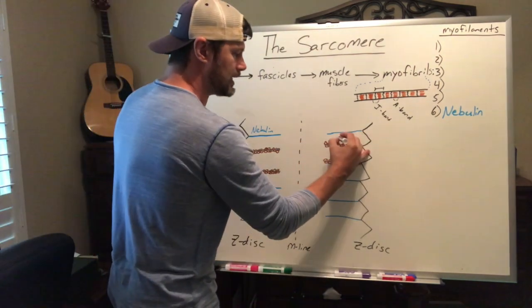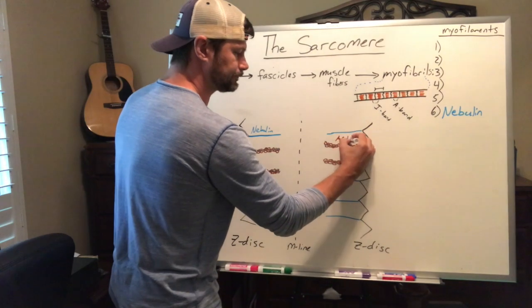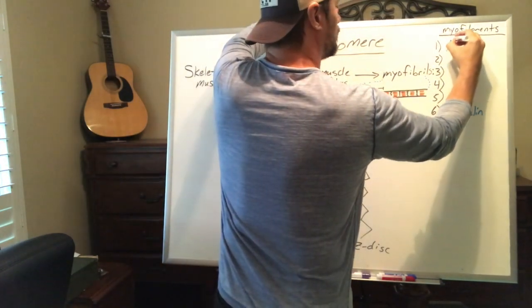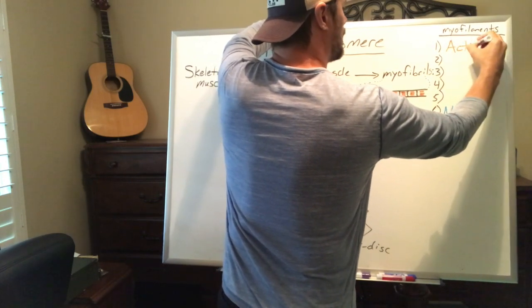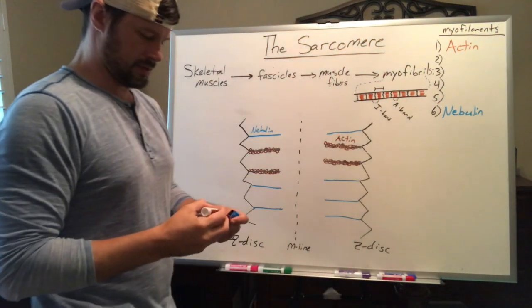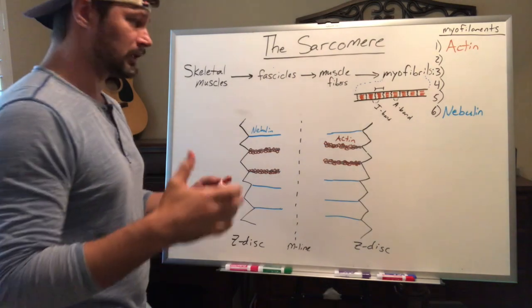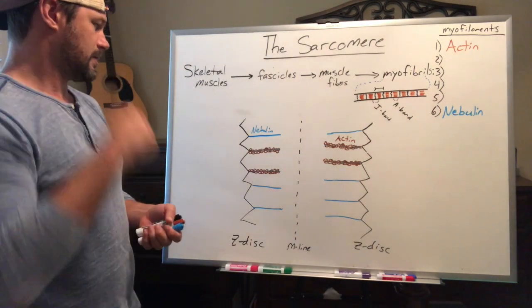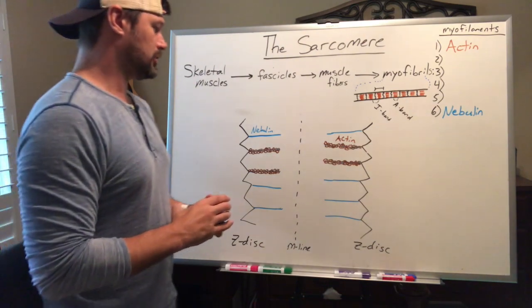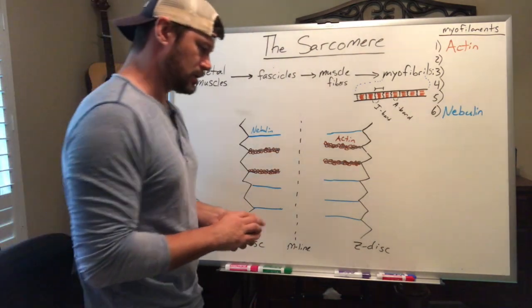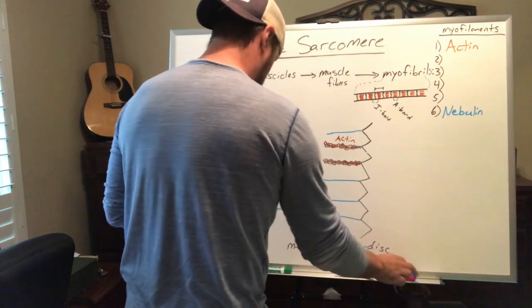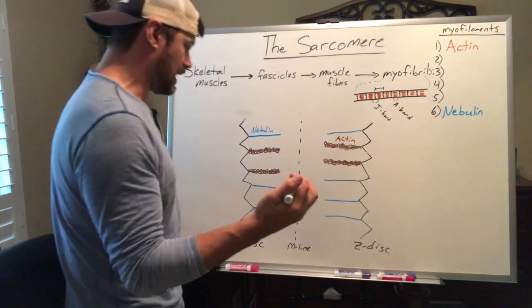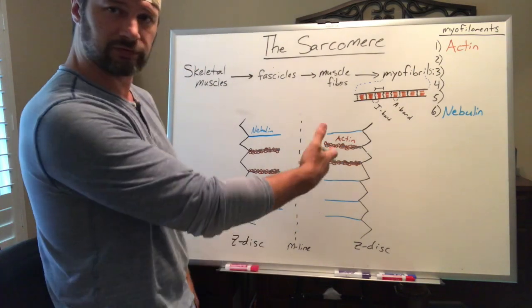So this structure right here is actin. I'm going to put that down as number 1. This is actin. It's one of the major myofilaments that helps with contraction and relaxation. What else do we need to know about? Let's go ahead and draw in another major myofilament, which is called myosin.